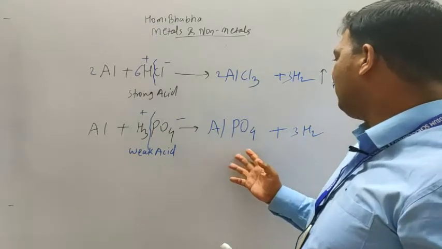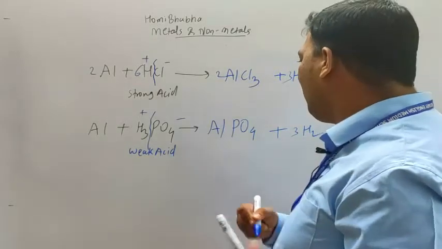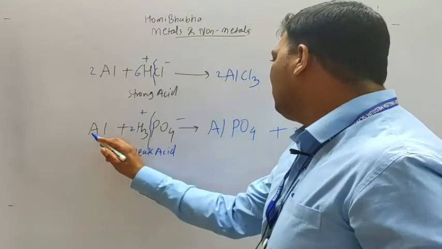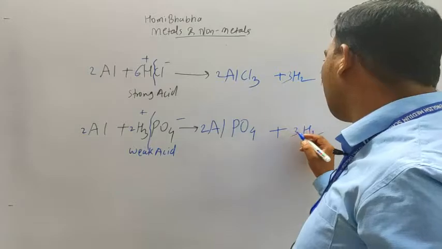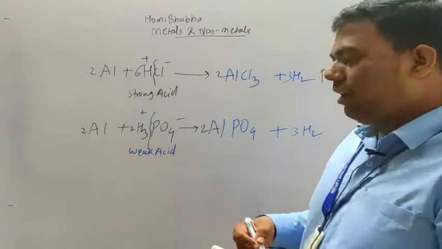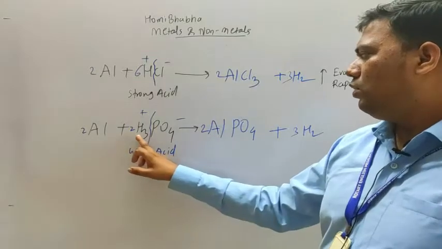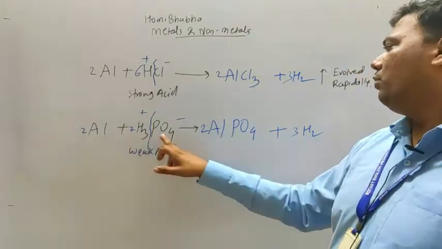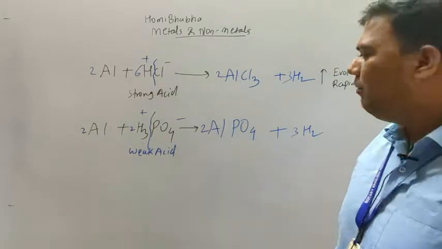Now we will see balancing the reaction. Is our reaction balanced or not? Let's cross-check: 2 Al here, 2 Al here; 2 times 3 is 6 hydrogen, here also 6 hydrogen; 2 PO4 here, also 2 PO4. Understood? So our reaction is balanced.